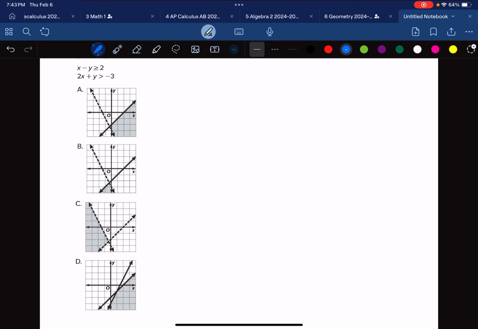Number 16, which graph represents the solution of these guys? So what do I know? Whenever I have these questions, I always look at what are the differences between these. Some of them, I see a dashed line versus a solid line. It's dashed, solid, dash, dash, solid, solid. We should be able to eliminate some of these.